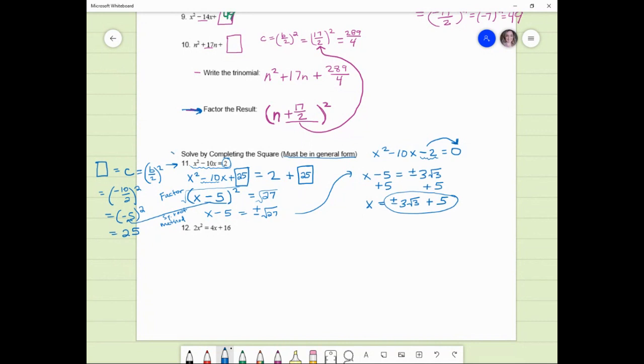So when I started, this was a quadratic that I would not have been able to factor, and it was not in a form that I could solve using the square root method. And so we use complete the square. It's a method you can use for any quadratic to get solutions.